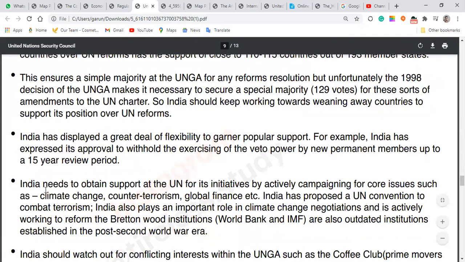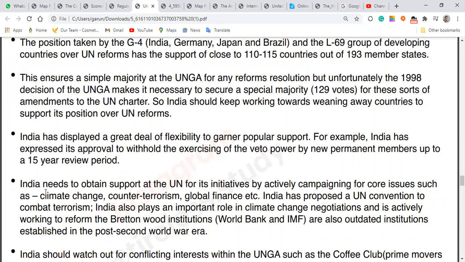India needs to obtain the support of the United Nations for its initiative by actively campaigning for core issues such as climate change, counter-terrorism, global finance, etc. India has proposed a United Nations Convention to combat terrorism. India also plays an important role in climate change negotiations and is actively working to reform Bretton Woods institutions, World Bank and IMF.